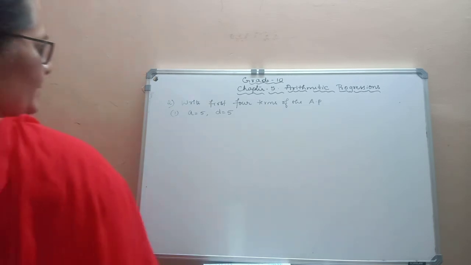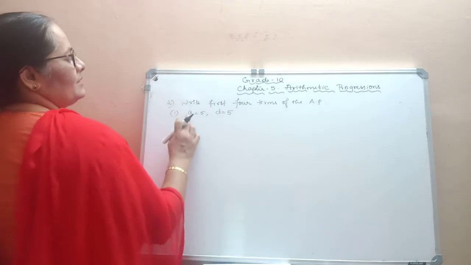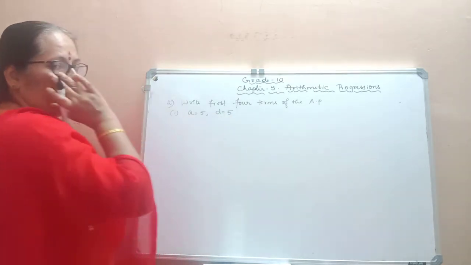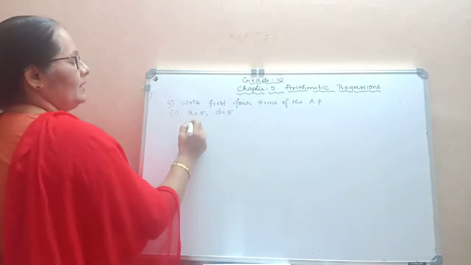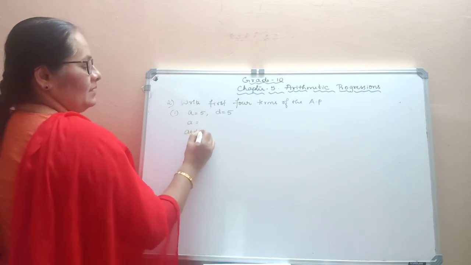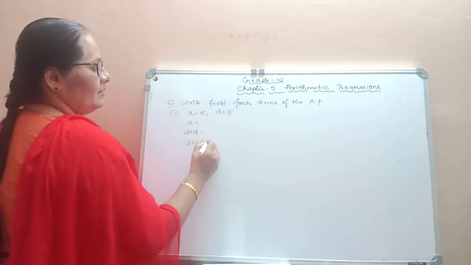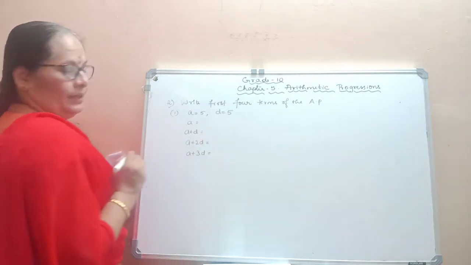Next is, write the first four terms of the AP. First term is given as 5 and the difference is 5. So you need to find the first four terms. What are the first four terms of the AP? A, this is the first term. Then A plus D, the second term. Then A plus 2D, third term. A plus 3D, which is the fourth term.